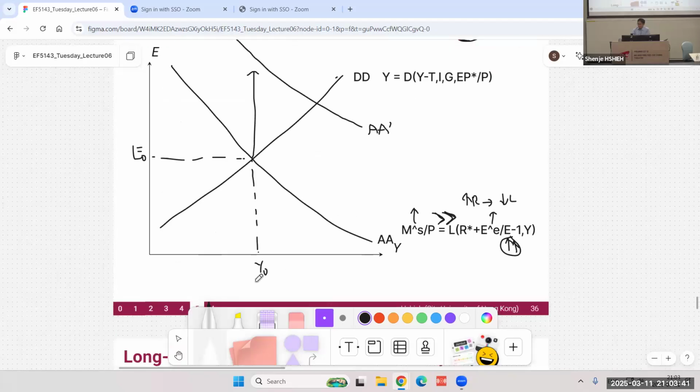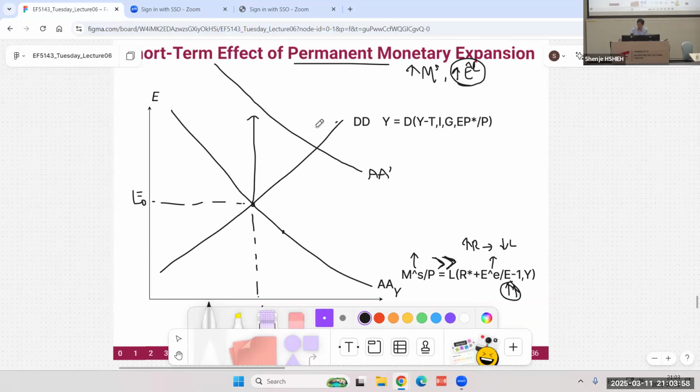Right, and we chose Y arbitrarily. I didn't pick a specific Y, I said any Y. Any Y I choose, there must be a higher E. So every point jumps on the previous AA curve. Make sense? So this is our short run.